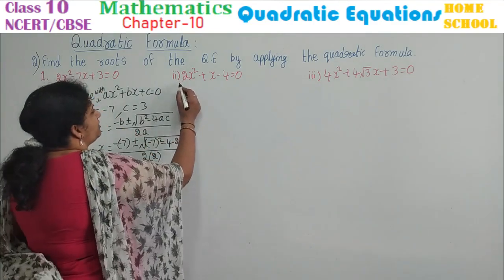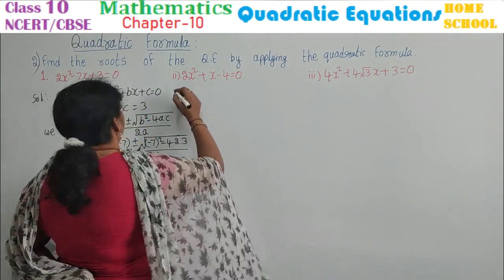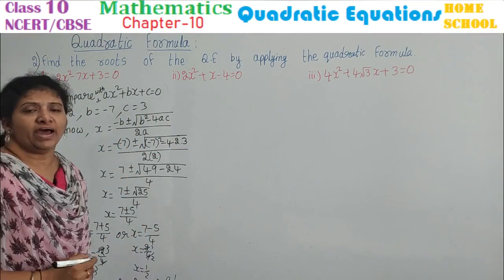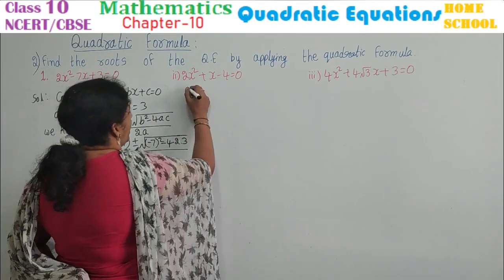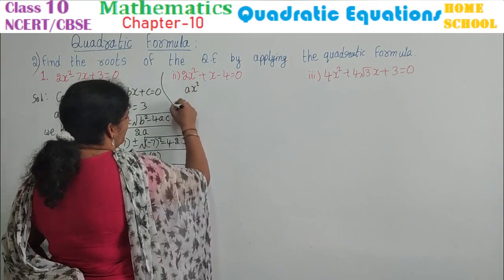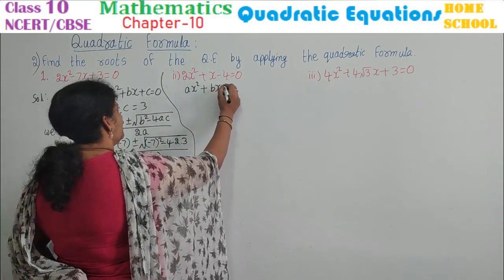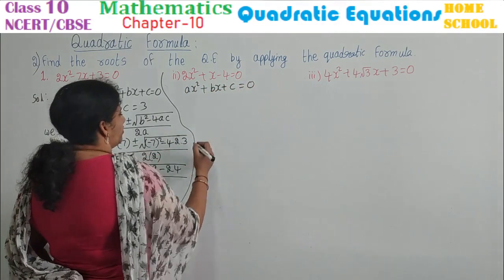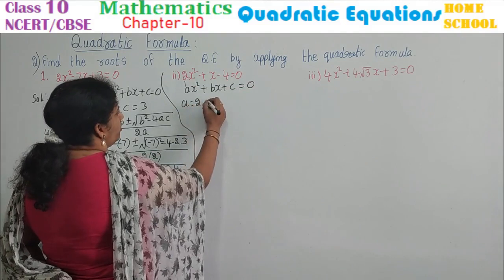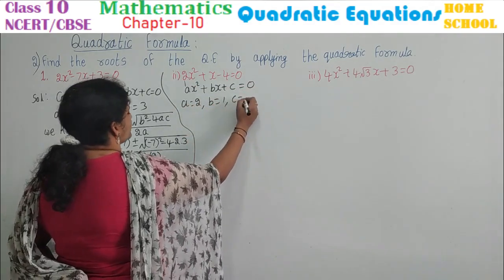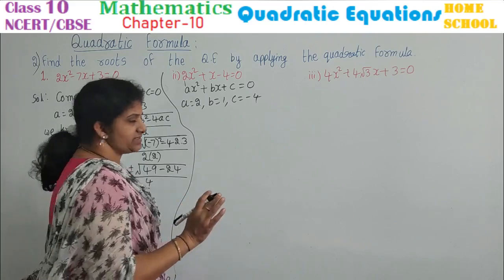Observe question number 2, 2x square plus x minus 4 equal to 0. What is your first step? Compare it with the standard form of the quadratic equation, ax square plus bx plus c equal to 0. Now directly compare, children. A is equal to 2, b is equal to 1, c is equal to minus 4. And your x value is also x.